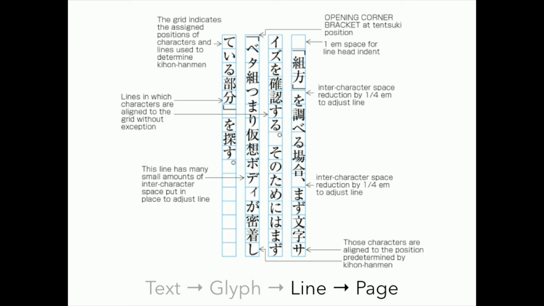SILE has almost complete conformance with this standard. The one thing it doesn't quite do yet is the ruby, the furigana text, which goes in between the lines and explains the reading of some of the characters.